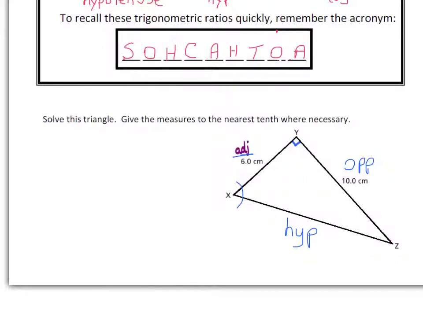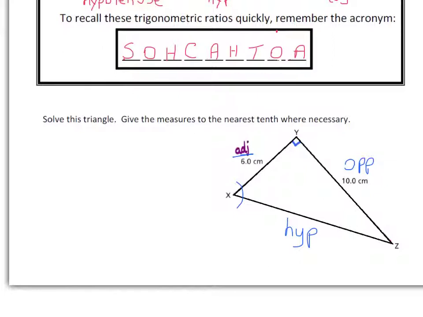So tan x equals opposite over adjacent, tan x equals 10 over 6. So then to get x, which is an angle, we have to do the inverse tan, which again is the -1. Which then gives us 59 degrees. So 59 degrees in there.